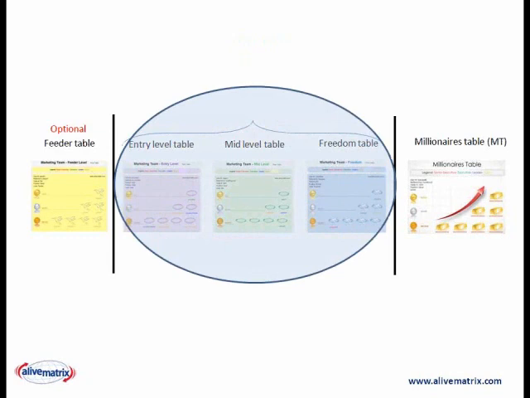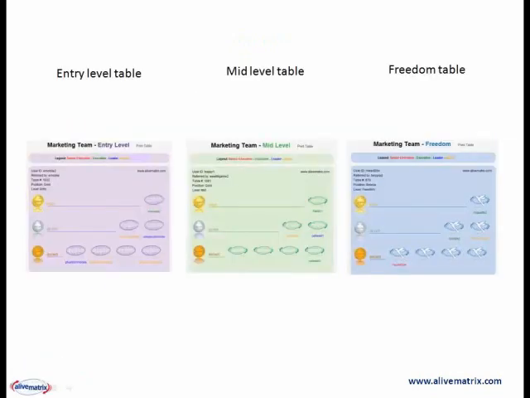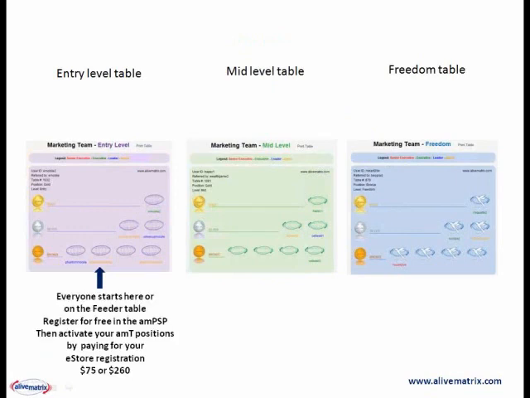So let's have a look first at the main program. Everyone starts here or on the feeder table. You register first for free in the AMPSP program, then activate your AMT positions by paying for your e-store registration, $75 for the feeder table or $260 to start here on the entry-level table.